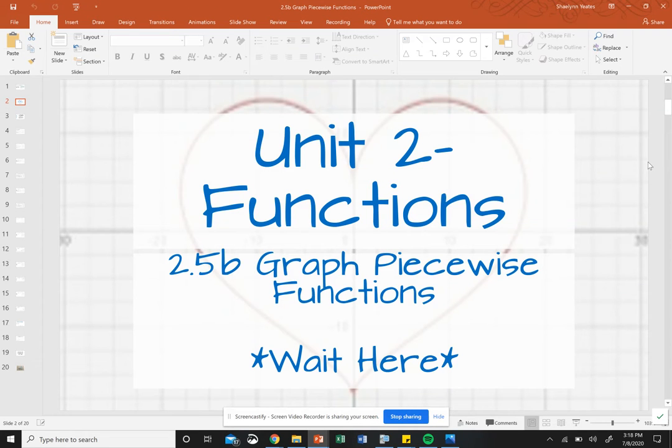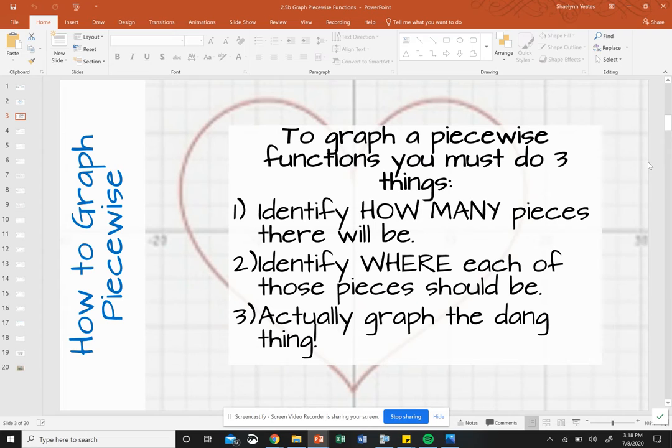All right, so now we're going to be talking about graphing piecewise functions. There are a couple of things about graphing piecewise functions that you need to be aware of. First thing you need to do is identify how many pieces there will be. Once you've identified how many pieces, you have to identify where those pieces will be. So like x is less than 1, you have to figure out where to put that line, okay? And then actually graph the dang thing.